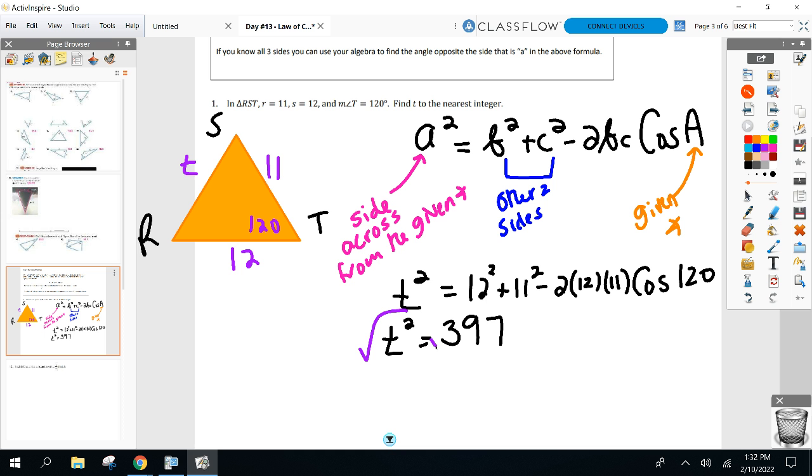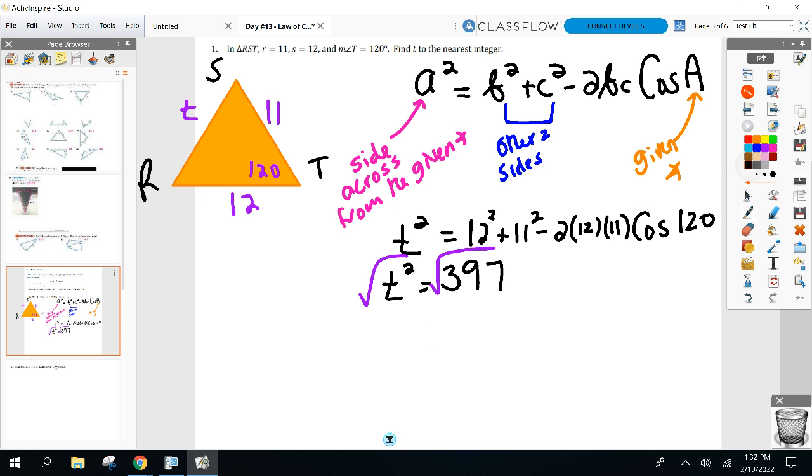Take the square root, and it looks like some of the ice might have chipped off my heart because I'm asking you nearest integer, not simplest radical form, so you're welcome. So I just take the square root of 397, round it to the nearest integer. We end up with 20. How's 20 sound? For t, 20.